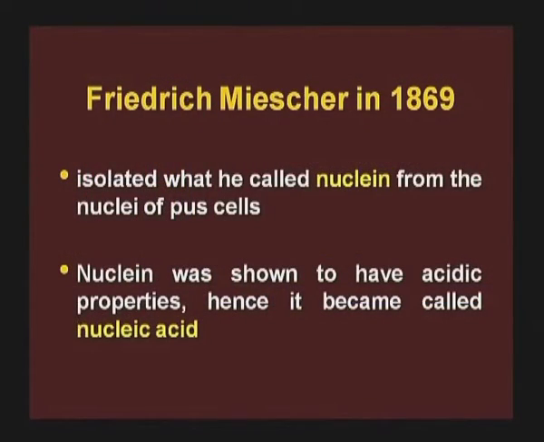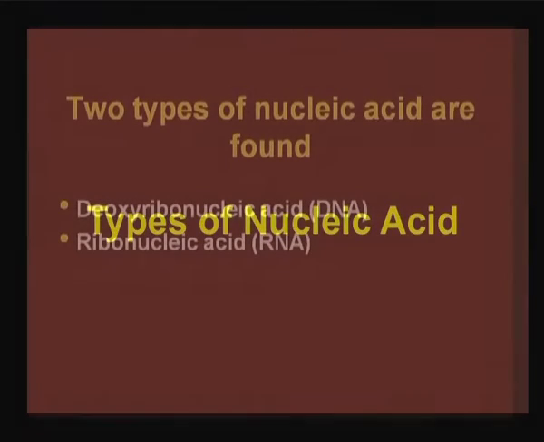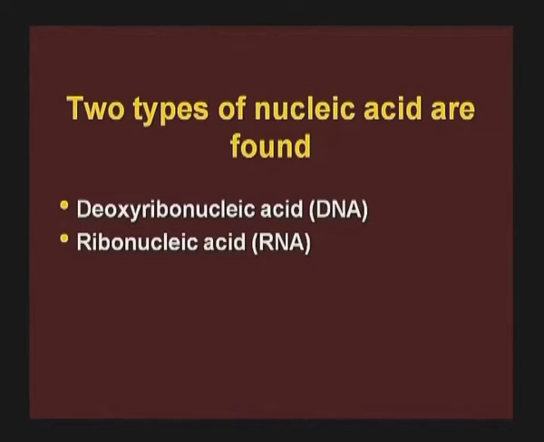About the nucleic acids, we can say that it was Friedrich Miescher in 1869 who isolated what he called nuclein from the nuclei of the pus cells. Nuclein was shown to have acidic properties, hence it became called nucleic acid. Two types of nucleic acids were found, deoxyribonucleic acid, which we popularly call DNA, and ribonucleic acid, which we call RNA.